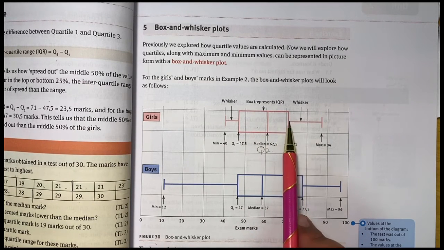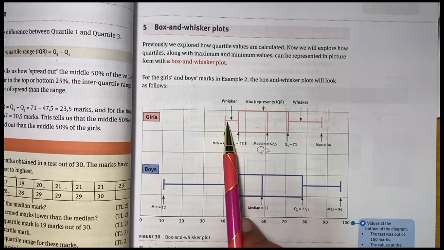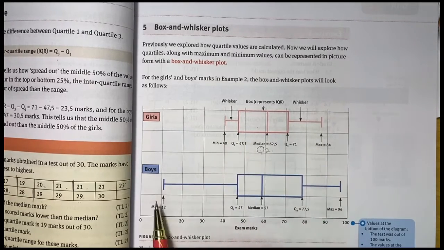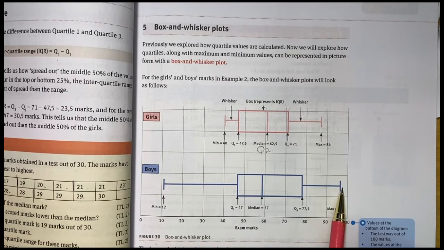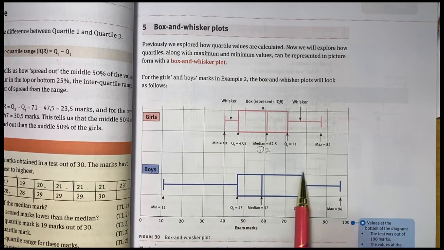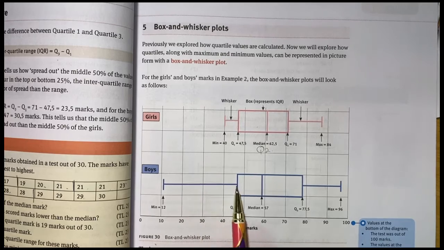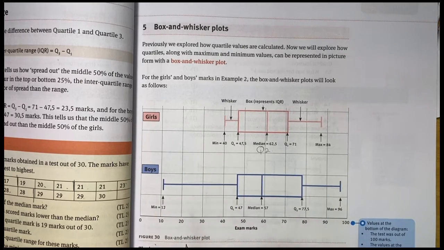And we have our whiskers, where you take your final ending part and you join it with your max, and your first beginning part, and you join it with the box. And these form your little whiskers over here. So if I look at the boys, it's the same. Their minimum is 12 and their max is 96. We have our median over here, our Q1 and our Q3. They've made the box around the quartiles, and they have their whiskers just being joined to the box. So it's not a full box, please note that.